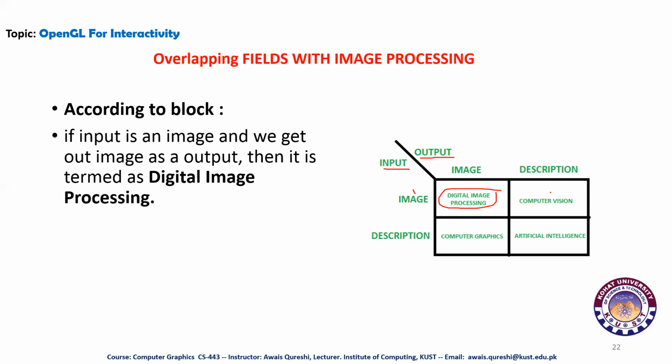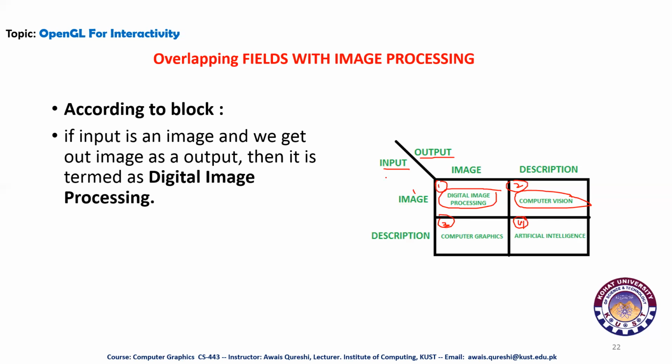The input is an image, and the task of computer vision is to produce some description, which is called object detection and recognition. We input some image, and it is the responsibility of the computer to describe that image. So this is a field which is called computer vision. So this is the first block, this is the second block, this is the third block, and this is the fourth block.